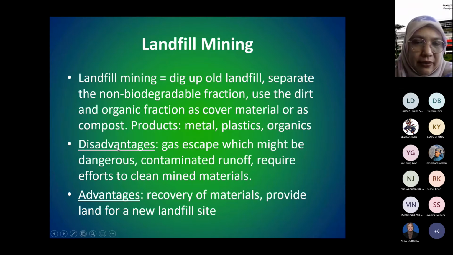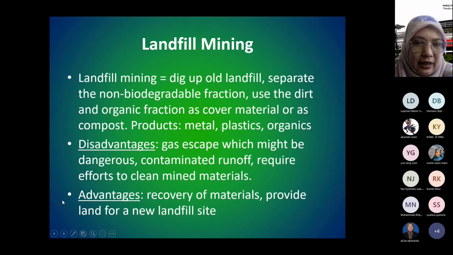The disadvantage is that gas, methane gas and carbon dioxide gas, can escape, which might be dangerous. Contaminated runoff requires efforts to clean mined materials. So the materials that have been collected will need to be cleaned in order to increase their value.